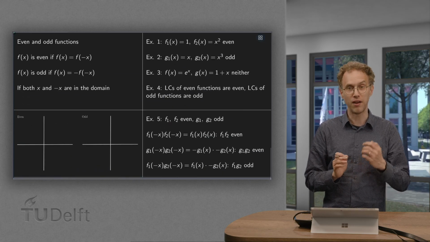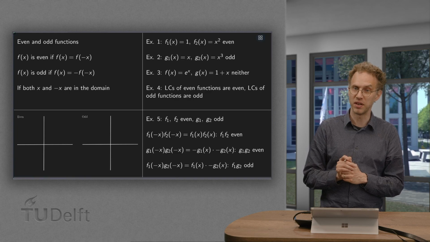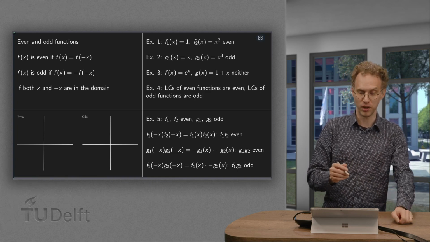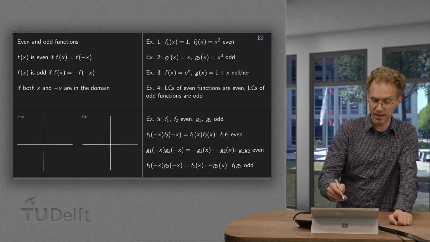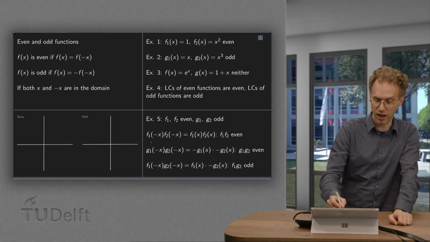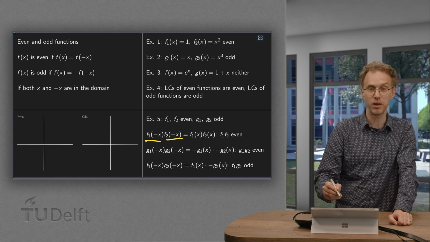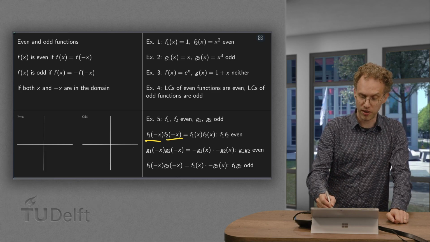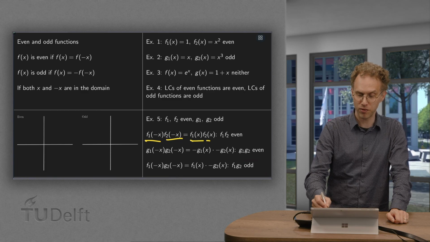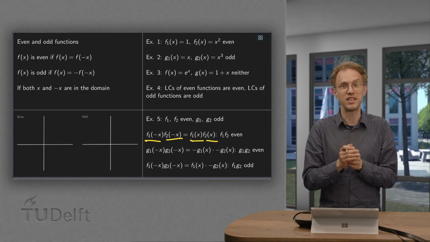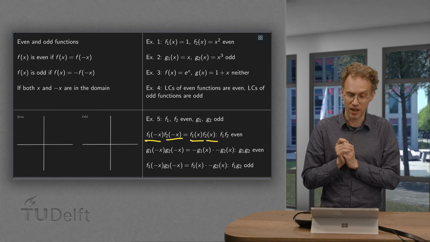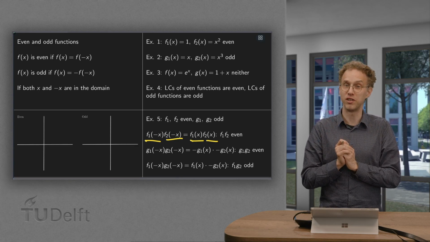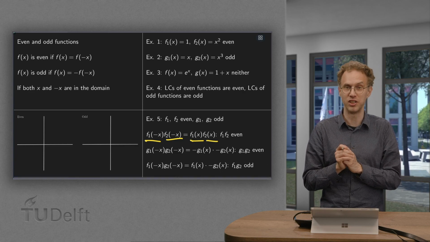So if f1 and f2 are even and g1 and g2 are odd functions, if you take the product of two even functions, what do we get then? So we look at f1 at minus x times f2 at minus x. Both are even, so for both we have f1 of x and f2 of x. So at minus x, f1, f2 equals f1, f2 of x. So the product of two even functions is again an even function.